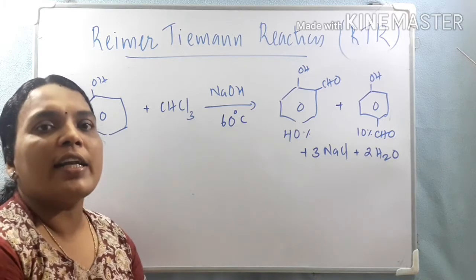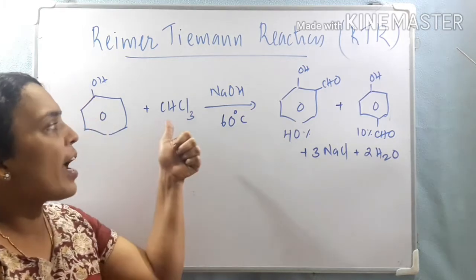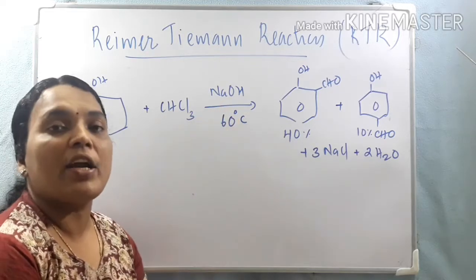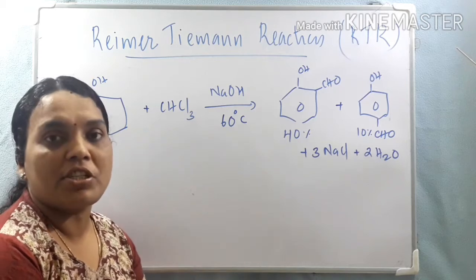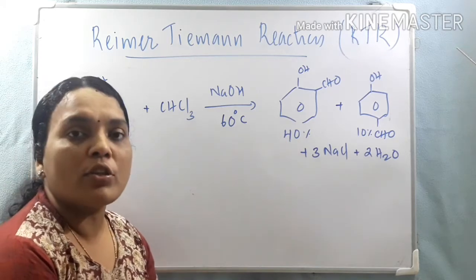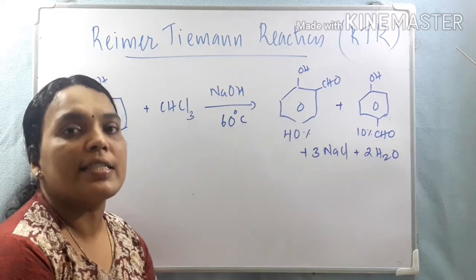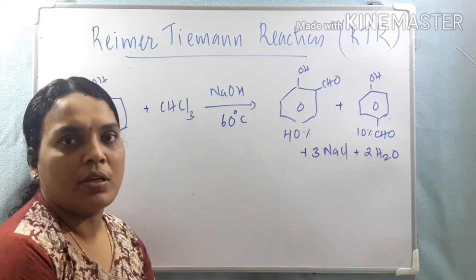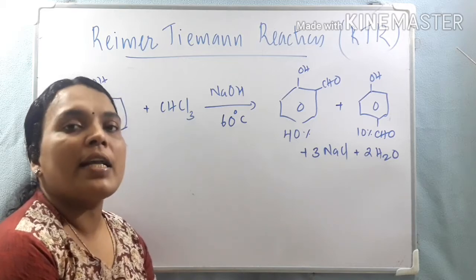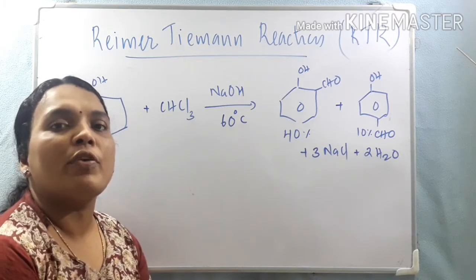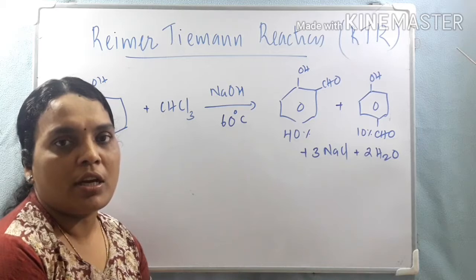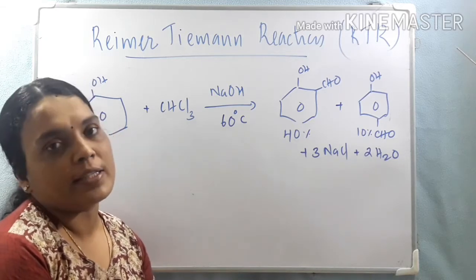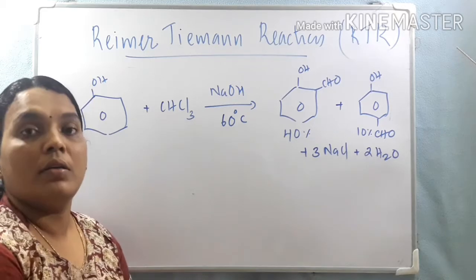Orthohydroxybenzaldehyde is called salicylaldehyde. So generally we can say phenols react with chloroform in presence of NaOH, refluxed at 60 degrees Celsius, to give orthohydroxybenzaldehyde or salicylaldehyde. That is the common Reimer-Tiemann reaction. Remember, it is an example of electrophilic substitution reaction.